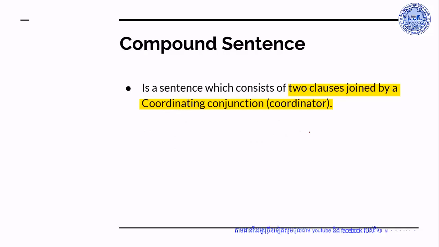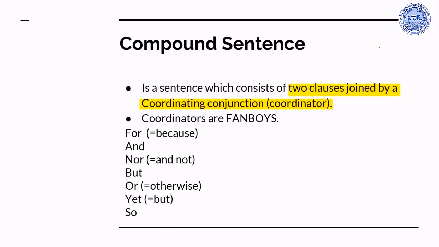Compound sentence is a sentence which consists of 2 clauses. Clauses is very similar to sentence, joined by a coordinating conjunction, or you can say coordinator. So what are coordinators? There are only 7 coordinators in English. They are FANBOYS, or FANBOYS is an acronym of for, and, nor, but, or, yet, and so.